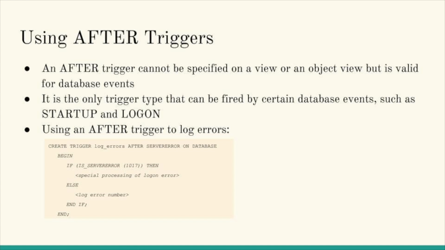Some events can only be used with after triggers, for example, log on, startup, and server error. So here's an example of an after trigger being used to log errors. The trigger is fired by the server error event, and what it does is check to see if the error code refers to the logon error. If so, it does some special processing, otherwise it just logs the error code, and that's it.